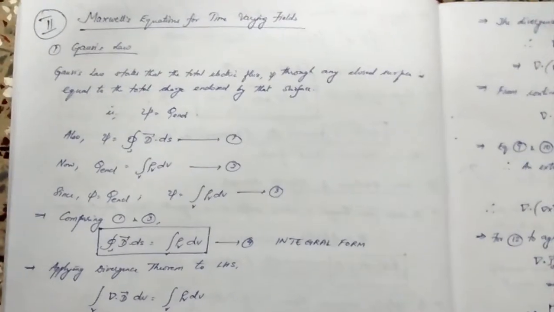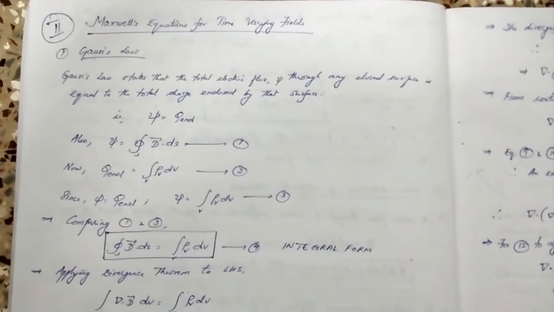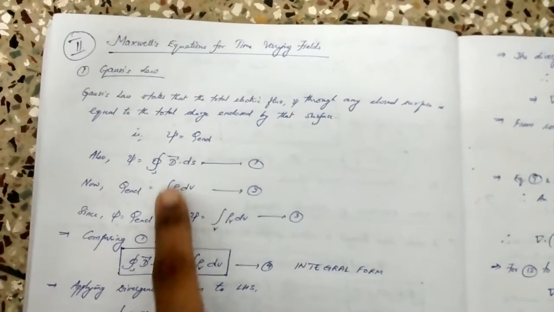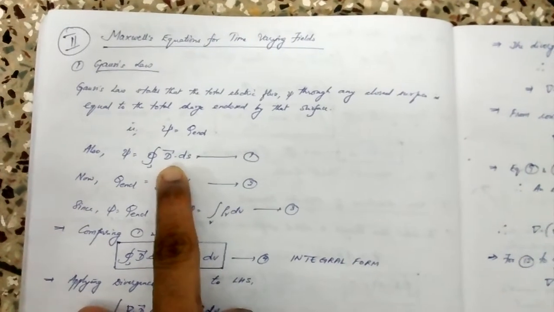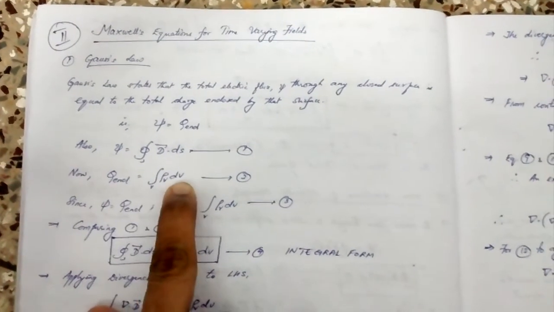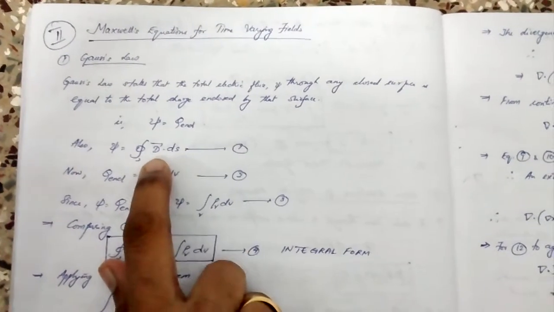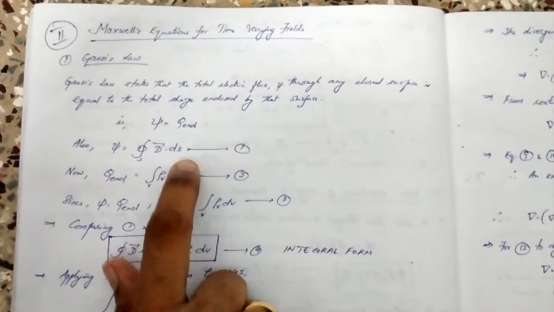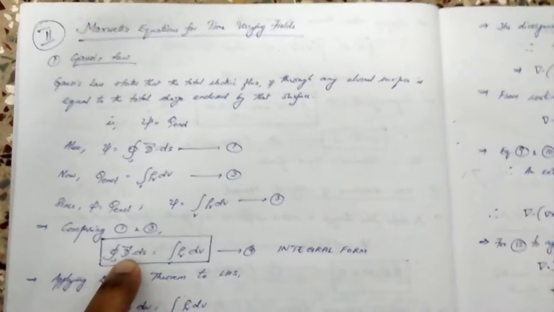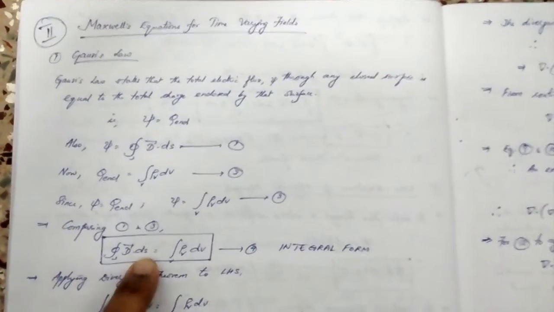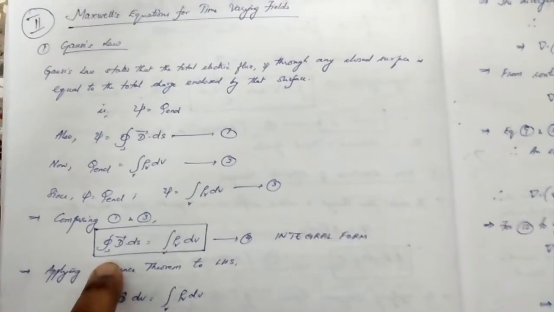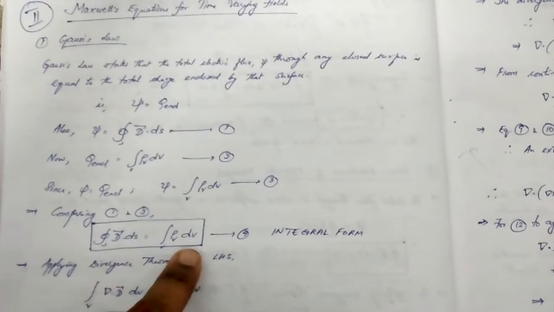So Gauss's law states that the total electric flux is equal to the charge enclosed. So you can see surface integral D dot dS is equal to the flux, and charge enclosed is given by volume integral rho_v dv. Applying divergence theorem to surface integral D dot dS, you get surface integral D dot dS is equal to volume integral del dot D dv. Okay, so comparing these two equations, equations 1 and 2, you can write it as surface integral D dot dS is equal to volume integral rho_v dv.